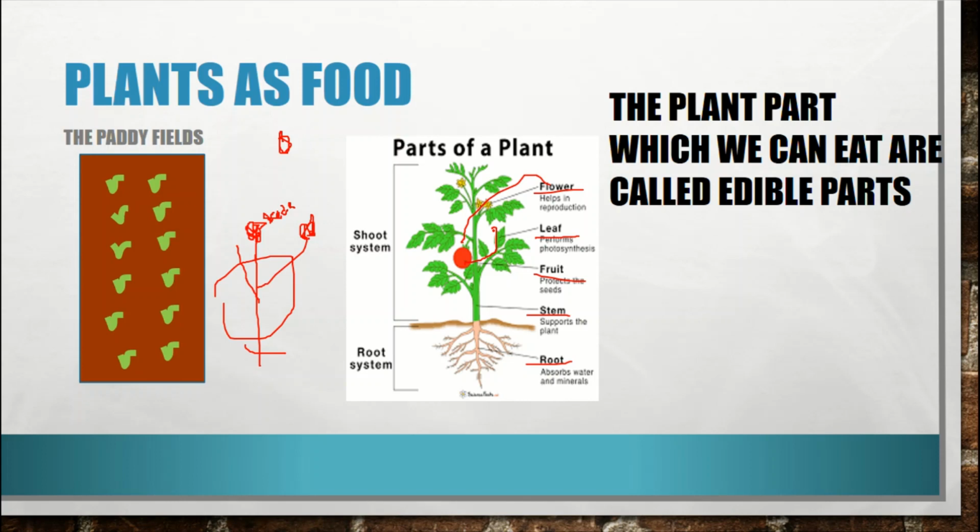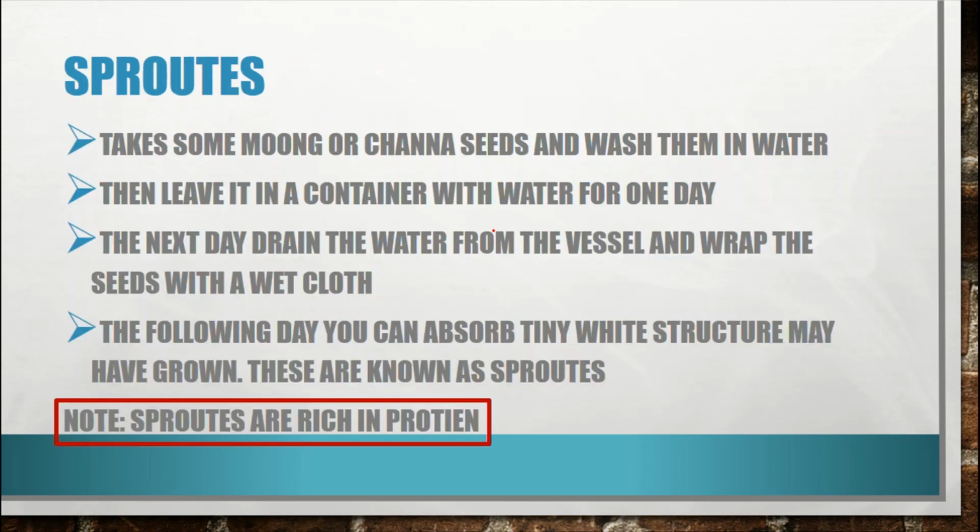But in the banana plant there are more edible parts. We eat the stem, we eat the leaf, we eat the banana fruit, we eat the banana flower. When it's used as a vegetable, the banana, we make chips. Okay. We eat all of its parts except the root. So a plant may have a single edible part or more than a single edible part, or the plant may be fully edible. Okay. Let's go to the next topic.